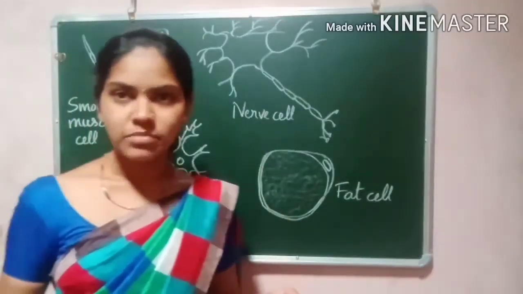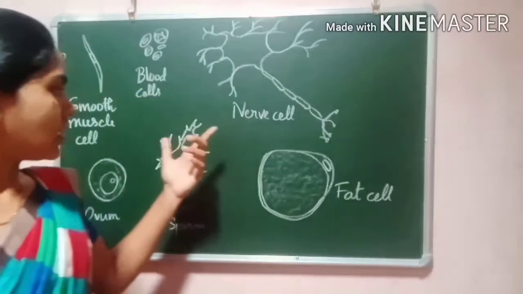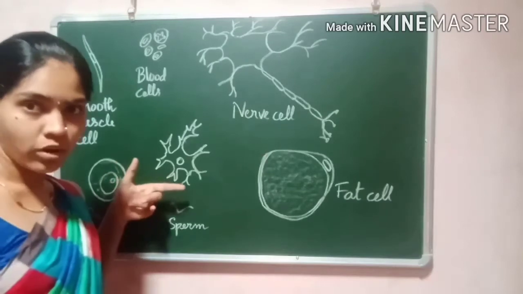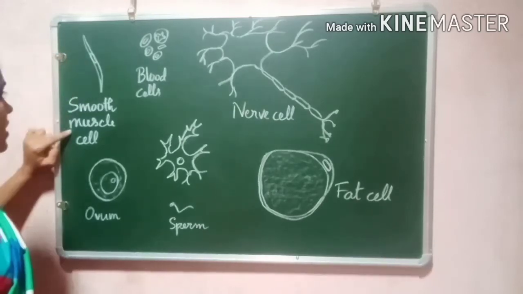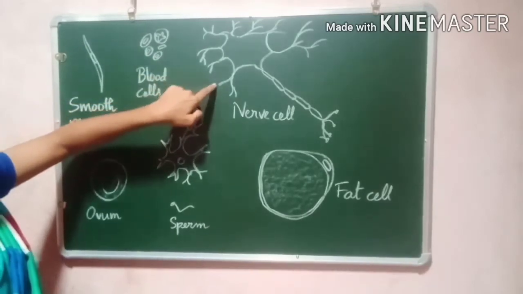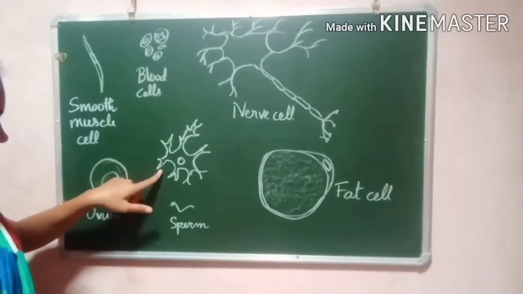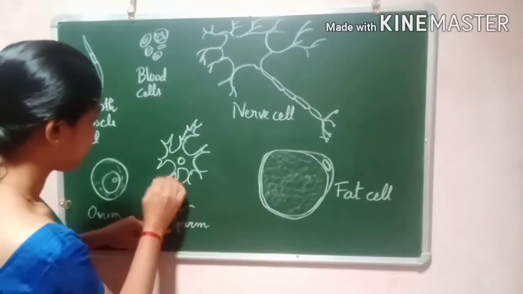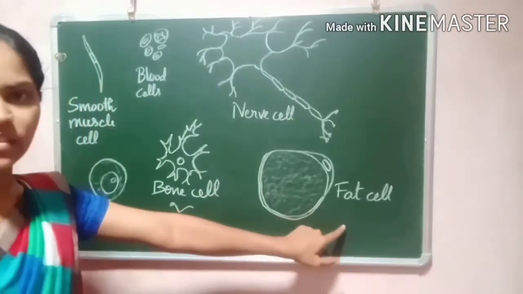Some organisms have different kinds of cells in the body. This picture depicts various kinds of cells in a human body. You can see a smooth muscle cell, a blood cell, a nerve cell, an ovum cell, a bone cell, a sperm cell, and a fat cell.